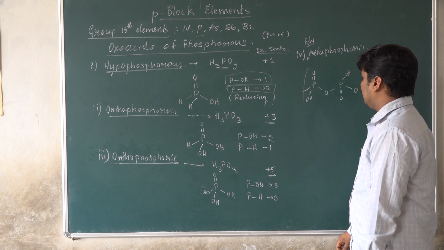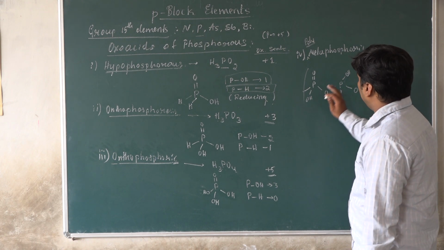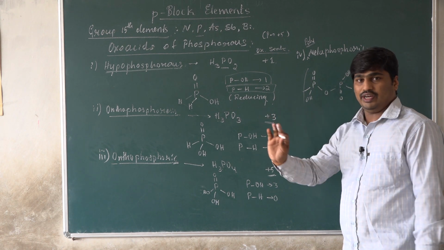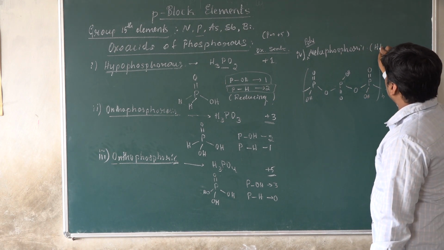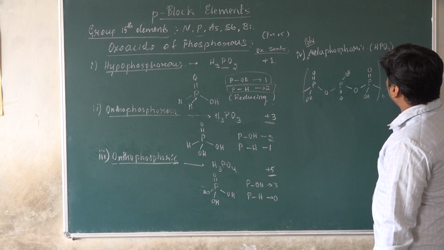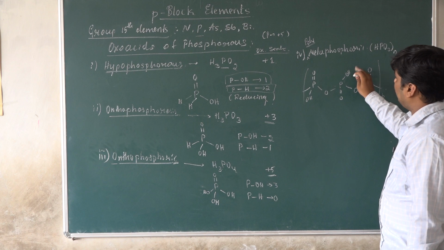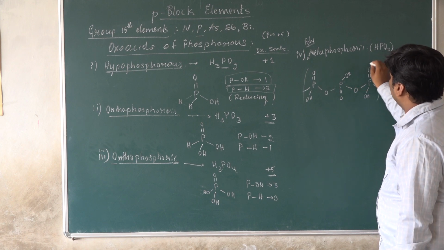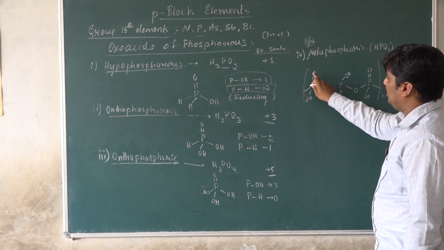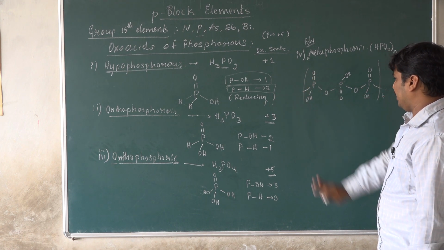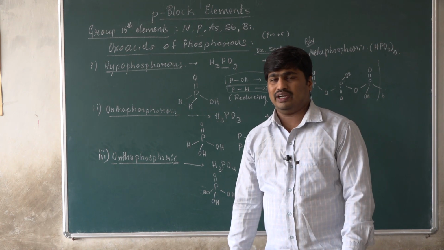N number of units. If we consider only one monomeric unit, the compound formula is (HPO3) n, with HPO3 as the one monomeric structure. Oxygen again comes like that. So this is the polymeric chain of polymetaphosphoric acid.